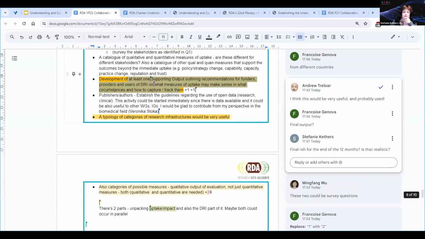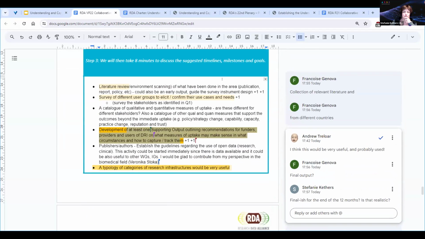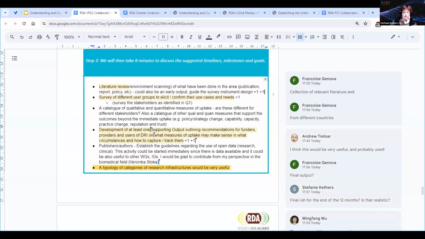Okay, I think we'll probably have to do a bit more work on how the timelines would work, like what we would do when, how long these things would roughly take. So a literature review, what kind of time frame would people think would make sense for this? Is that something we could do in 2 months? Is that something we could do faster, slower?